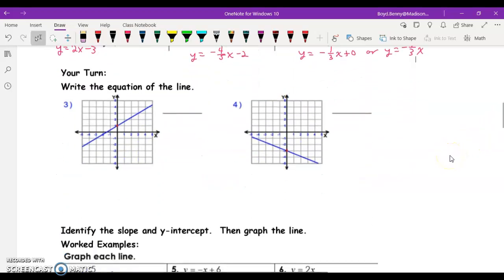Okay, so taking a look at the your turn, why don't you pause the video and give it a try, and tune in and check your answer. Guys, now that you've had a chance to give it a shot, check your answers against mine. For number 3, I got y equals 2/3 x plus 1. For number 4, I got y equals negative 1/2 x minus 3.